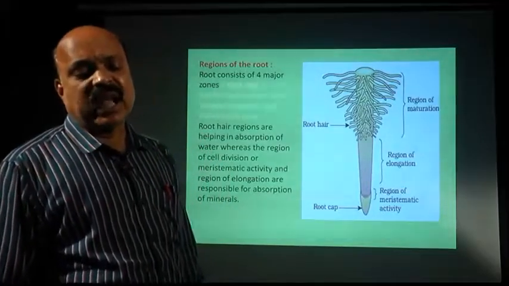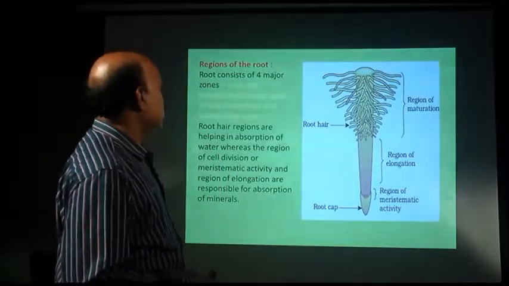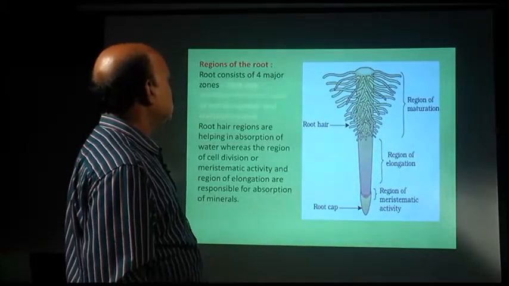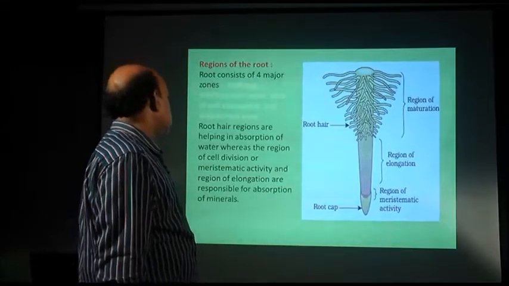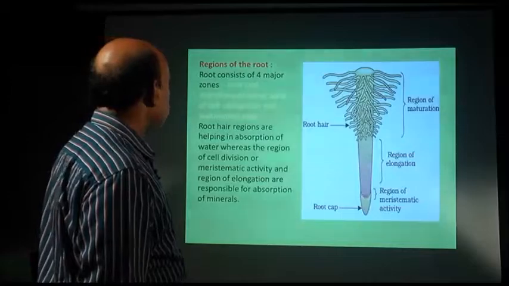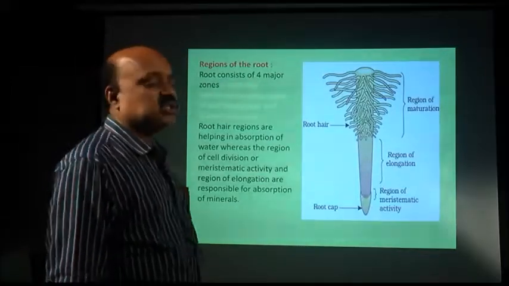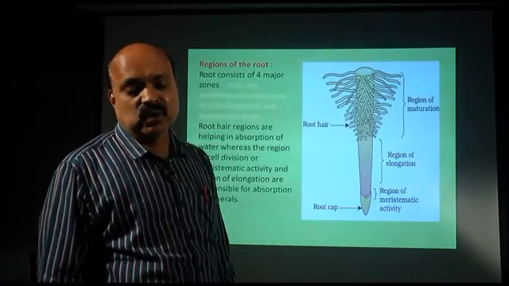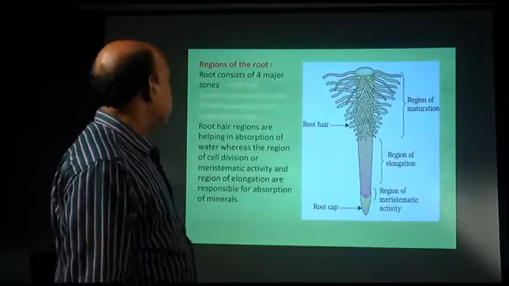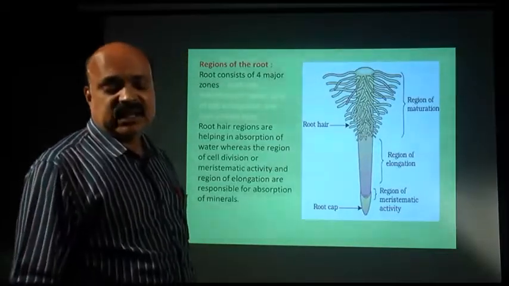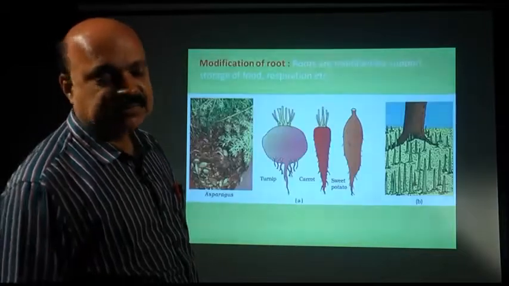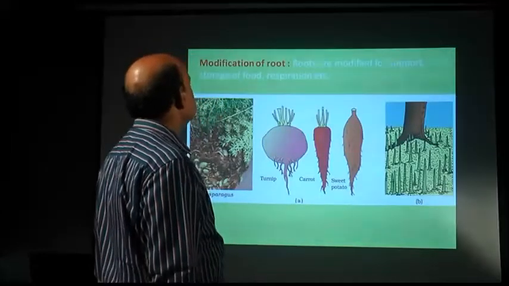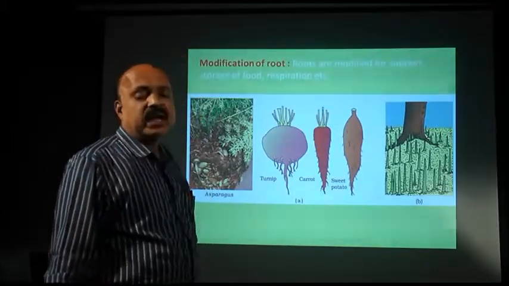Root hair regions help in absorption of water. If there is a greater number of root hairs, the rate of absorption will be high in that plant. Whereas the region of cell division as well as the region of cell elongation are responsible for absorption of minerals. So minerals are majorly absorbed by the region of cell division and cell elongation, whereas water is absorbed particularly by the root hair region.